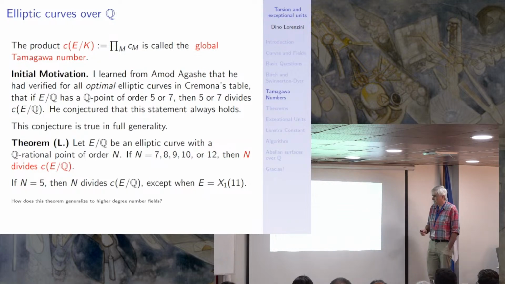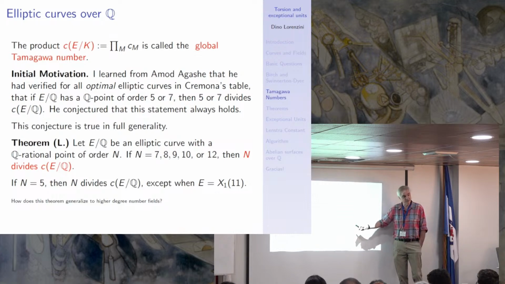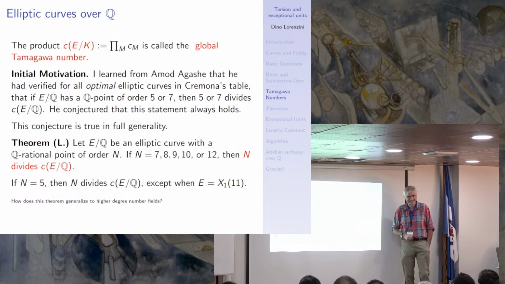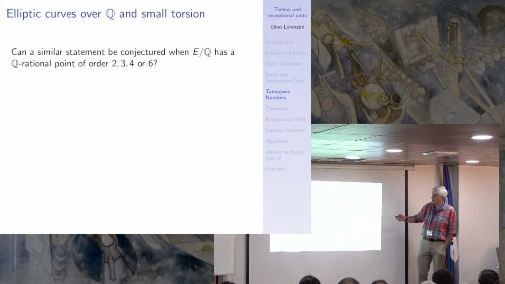So what I want to do for the rest of the talk is discuss whether there is a generalization of this to number fields. Are there elliptic curves where you can cancel or not cancel? As you're going to see, the general trend is that you can always cancel, except a few cases. But before I go into number fields, let me tell you a little bit more about Q.